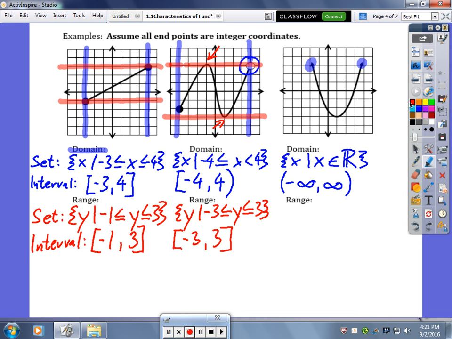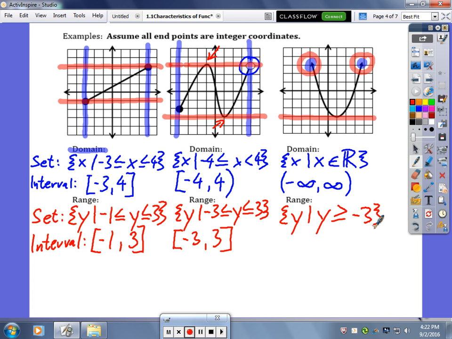Our range is a little different. If we look at our range, then we see that our lowest value is up here. But then again, the arrows go up. Actually, both arrows go up all the way. And so there's no greatest value. This means that for the range, we will write y such that all y's have to be negative 3 or greater. In other words, y is greater than or equal to negative 3.